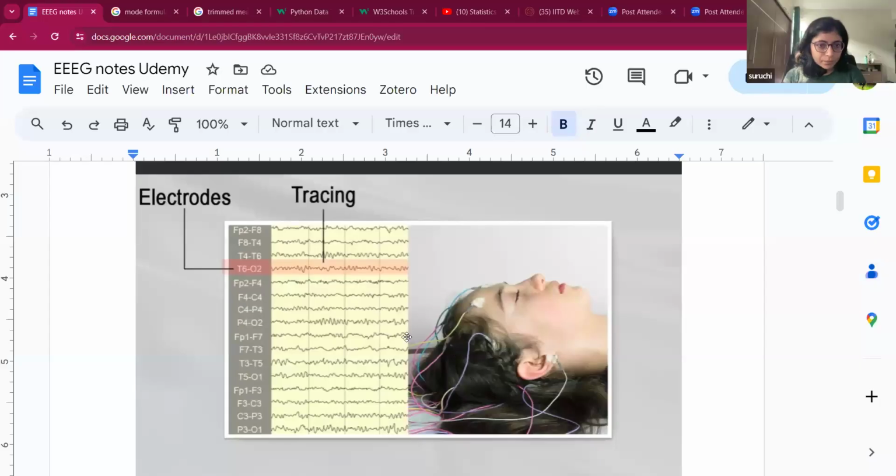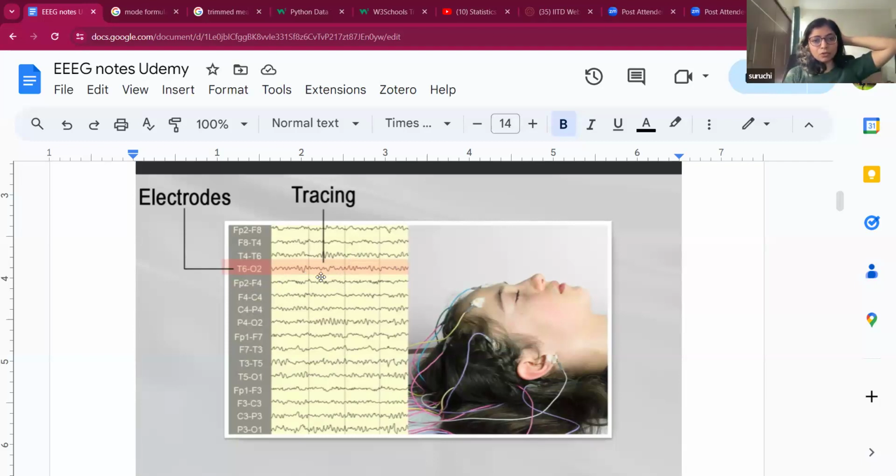Yeah. So like they have mentioned here, pairs F7, T3. So it is bipolar, right? Yes, it is bipolar, exactly. That is the definition of bipolar. They are taking two electrode pairs, and for each electrode, they're using a different reference. We call it tracing, right? These signals, these waveforms. They do it for very specific regions.